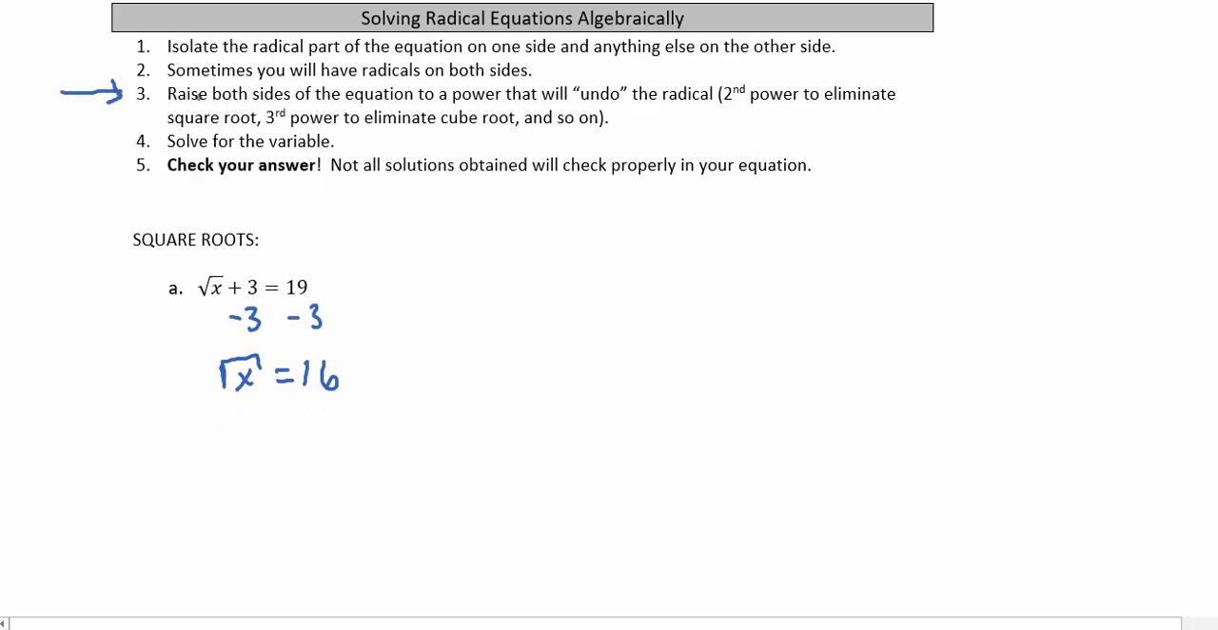Step 3 says raise both sides of the equation to a power that will undo the radical. So quickly, let me point out that all radicals have what's called an index, and it's written right here. Now, if it's a square root, we don't write the index. It's assumed to be a 2. So notice there was no index here in the original problem. You are to assume that it was a square root, meaning the index is a 2. So in the directions where it says to raise to the second power to eliminate a square root, it's because the index is a 2, so we're going to raise both sides of this equation here to the second power. If my index was a 3, meaning cube root, I'd raise to the third power.